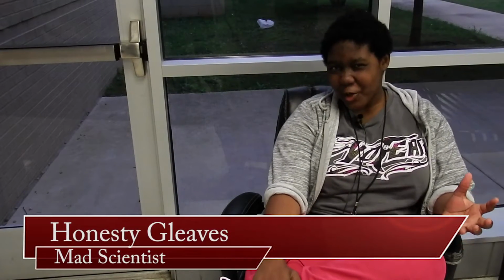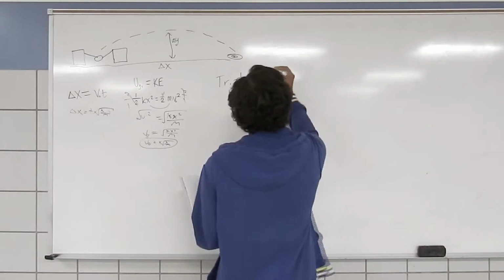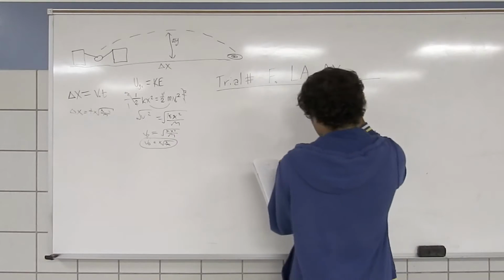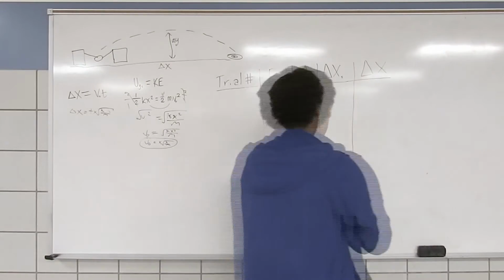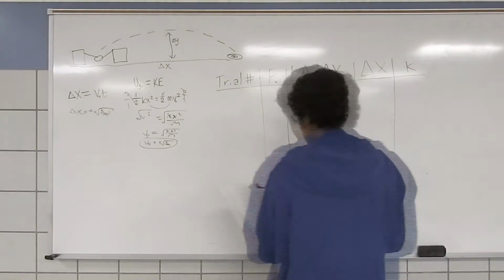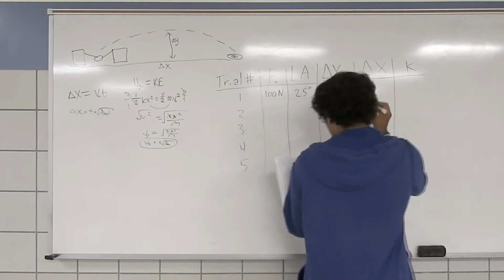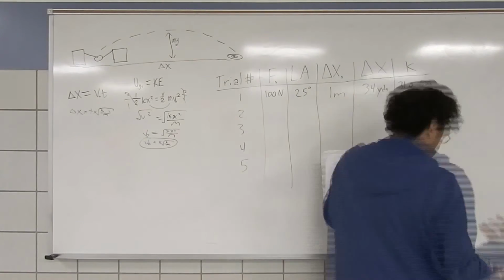In our efforts to destroy the moon, we figured we might want to test out our contraption, so we performed a number of trials to test how far our tennis ball would go. In trial 1, we pulled back on the launcher with 100 newtons of force at a launch angle of 25 degrees. The tennis ball launcher was pulled back about 1 meter, and the tennis ball went about 34 yards.